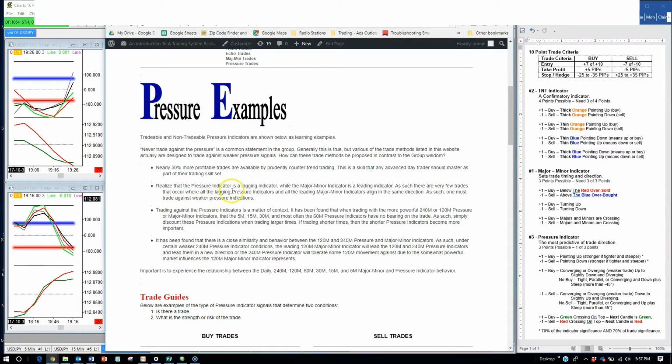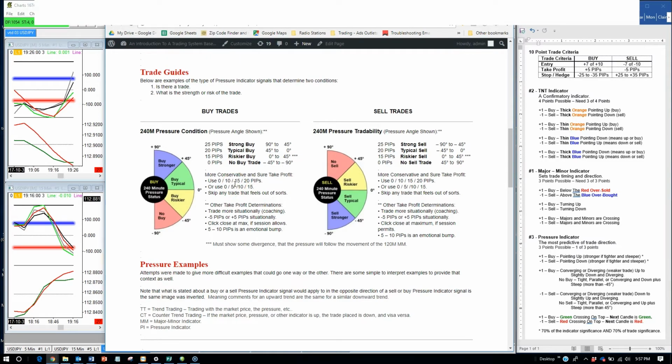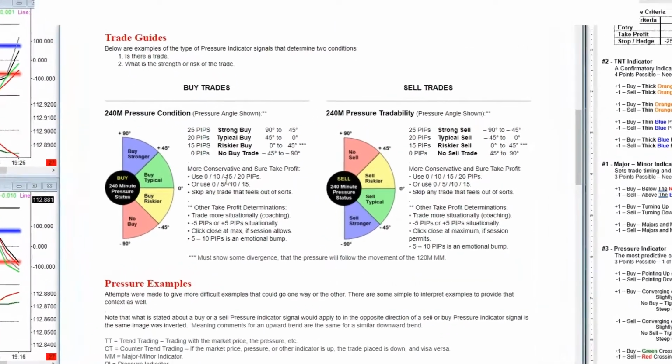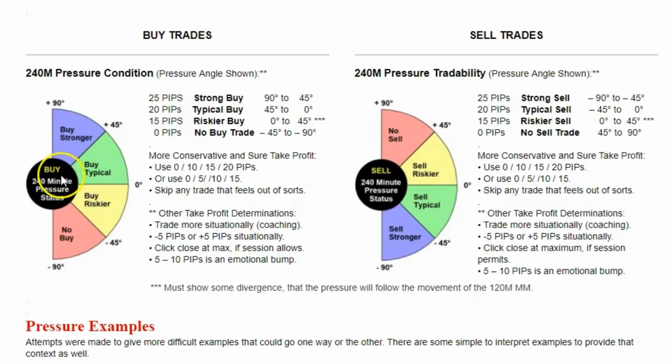So lots of times the pressure, although we're not supposed to trade against it, it's likely going to be against us. So if we're in a buy trade, if the pressure is up with us, that's a strong buy. If the pressure is at this type of an angle, it's a typical buy. Lots of times the pressure, if we're buying, is going to be a little bit down, just like shown here, a little bit down. If I look there, it's kind of like maybe minus 5 degrees. This is trying to go down, and this is up slightly. In this case, this is a sell, and the pressure is slightly up. So it's in this risky sell, slightly up.